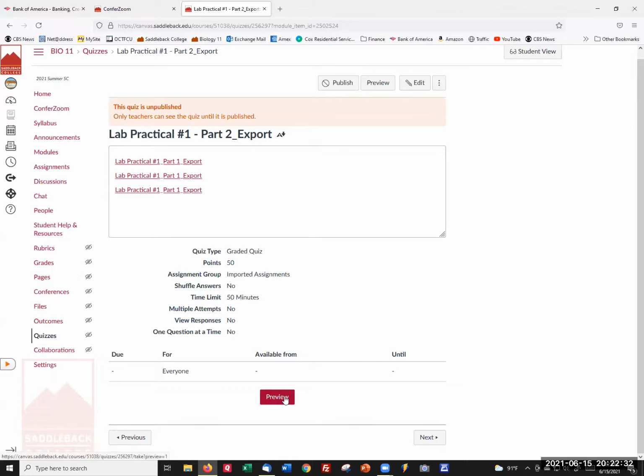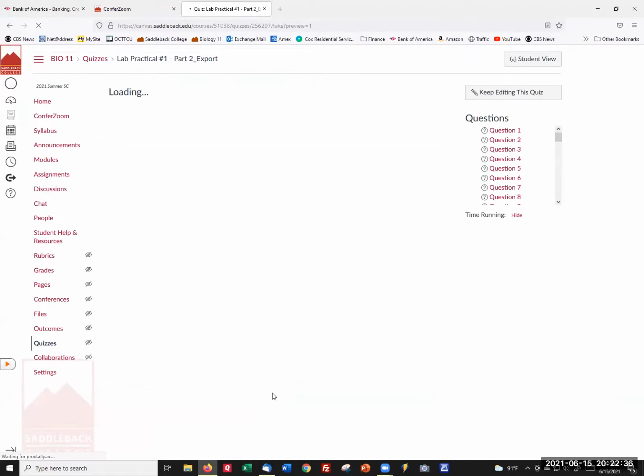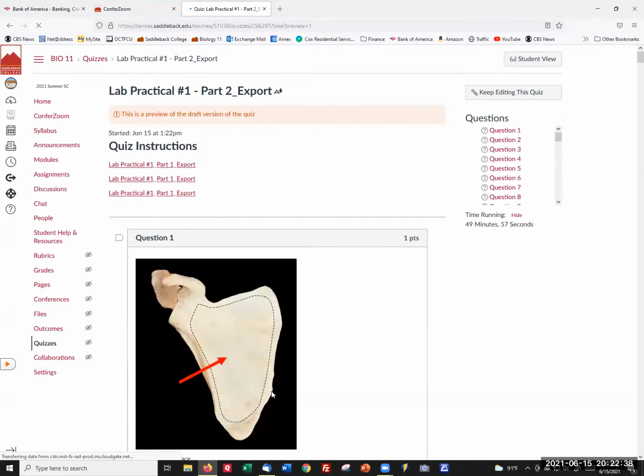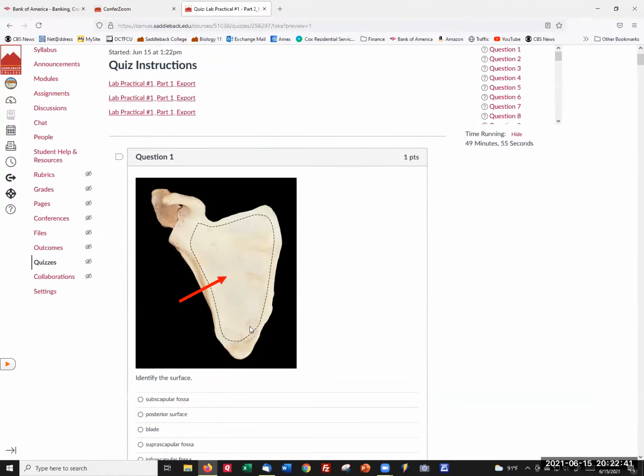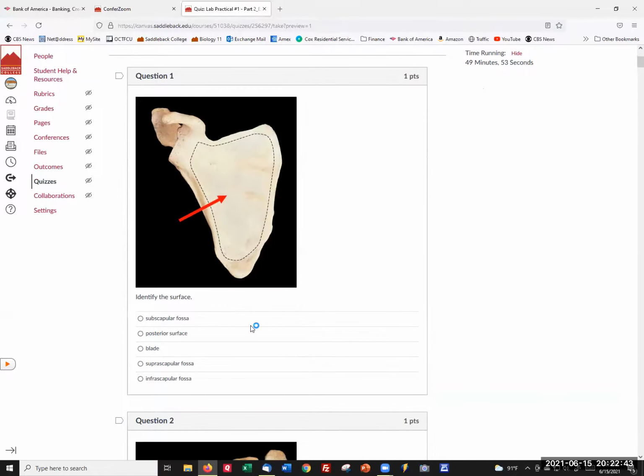Now I can take a look at it, and see it with its answers. This is a nice question. You recognize the bone is a what? The whole bone? Scapula. Yeah, it's a scapula. But the question is to identify the surface. Always read the question. And of course, it's outlined here, stippled, and it wants this surface.